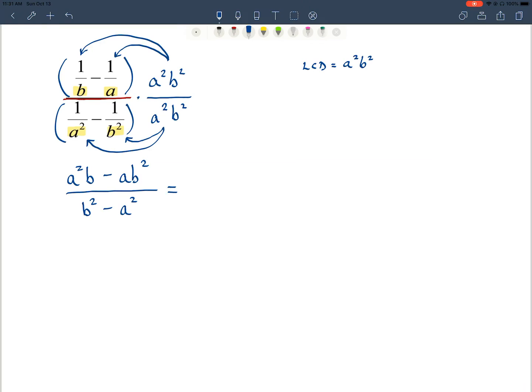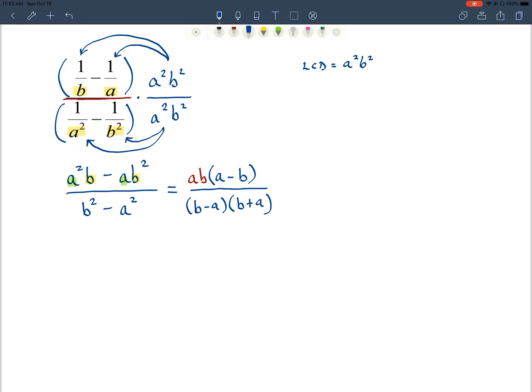Now, same thing as the last problem, we're going to try to factor these. In the top, it looks like we're going to have common factors. They both have a's in them, and they both have b's in them. So we're going to go ahead and factor out an ab. When we factor out an ab here, the part that's left over should be a minus b. If you're not sure, go ahead and distribute your ab through to double check that you get the same answer back out that you started with. On the bottom, we have a difference of squares, so we can go ahead and factor that. That would be b minus a and b plus a.